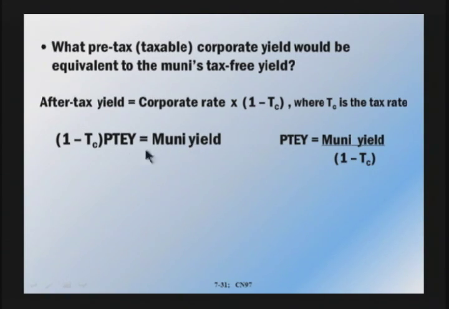basis would be the same as the muni yield, of which the investor gets to keep the entire yield because it's tax-free. So this pre-tax equivalent, or this taxable corporate equivalent yield, would be solved for just by dividing both sides by 1 minus the tax rate. So the pre-tax equivalent yield would be whatever yield the muni provides divided by 1 minus the tax rate. Because when you would move that over and put this on an after-tax basis, it would be equivalent to the muni yield, of which the investor keeps all of it.